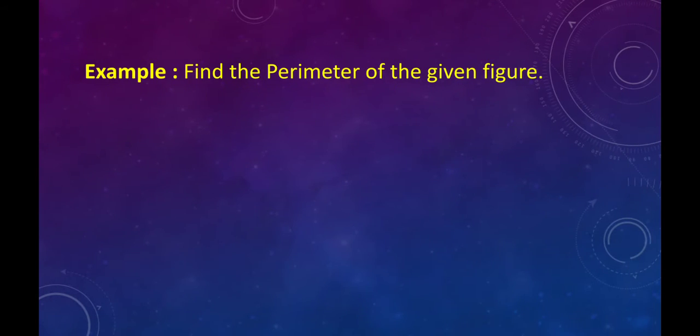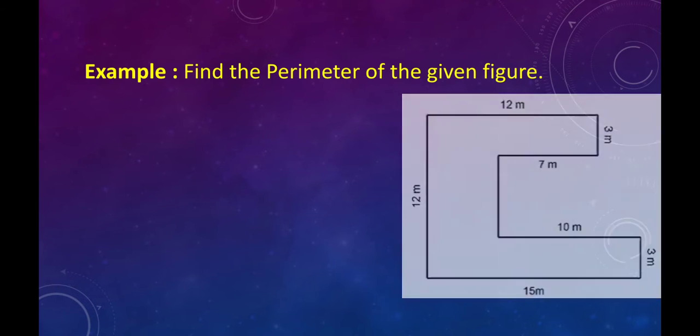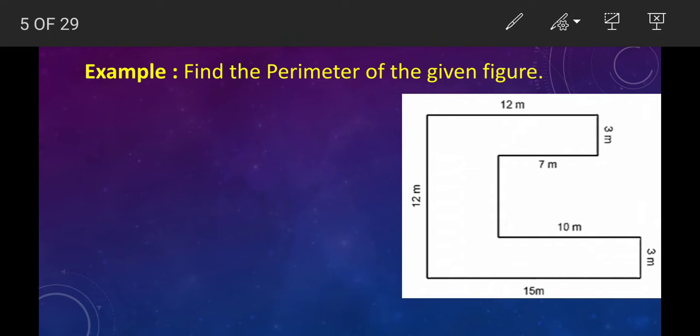Now come to an example related to that type of figure. Find the perimeter of the given figure. It is a polygon, a closed figure made up of only line segments, and the lengths given here are 12, 3, 7, 10, 3, 15 and 12. We have to add all of these. Here one side is missing. Its total side is 12, and we have 3 and another 3. 3 plus 3 is 6. If we subtract 12 minus 6, we get 6, and this side becomes 6.